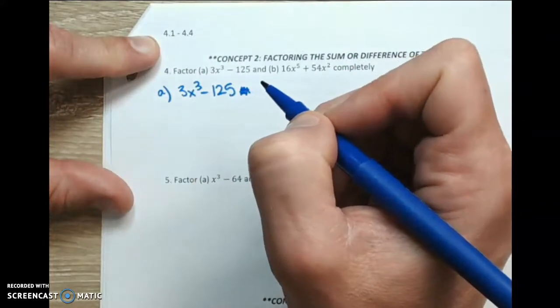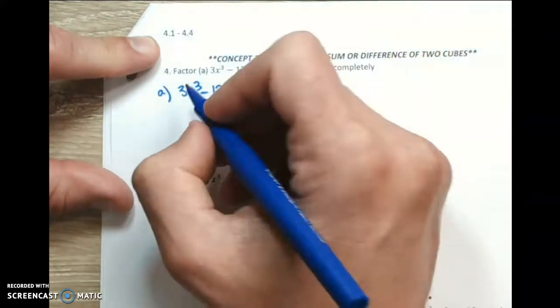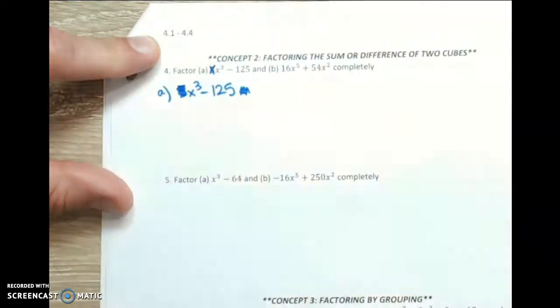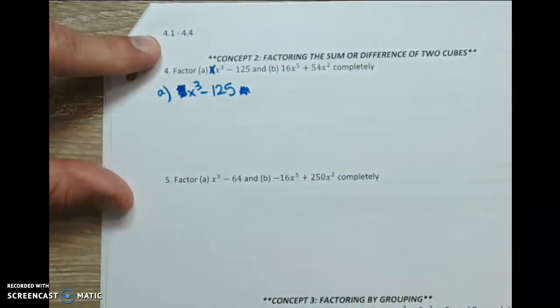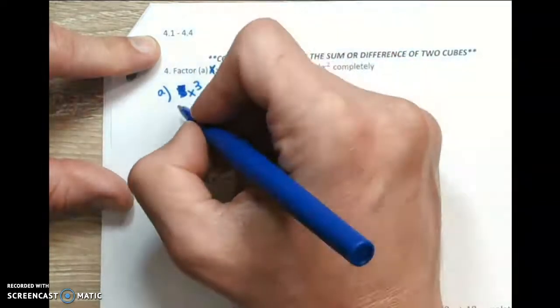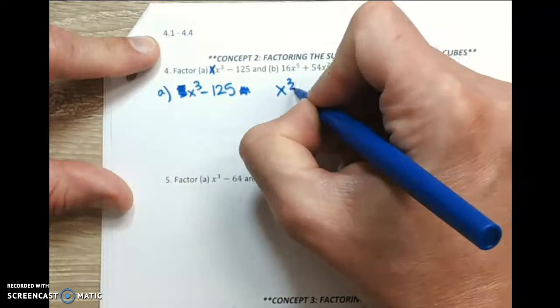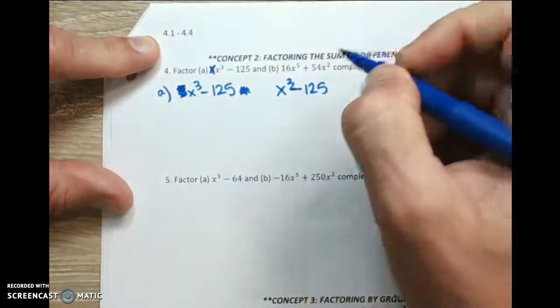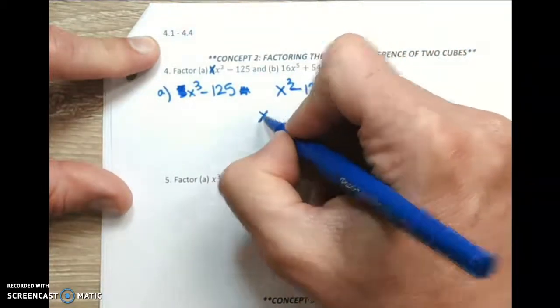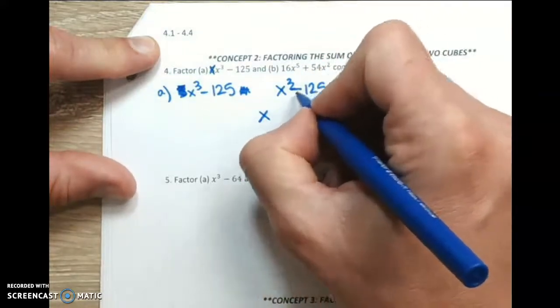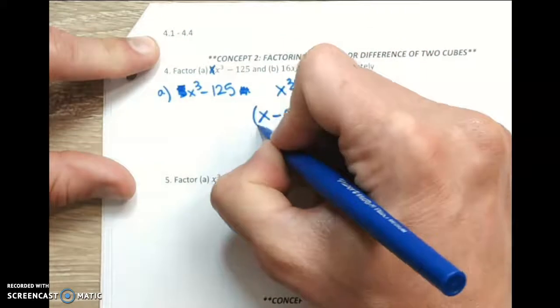No, I can't. I don't want that 3. Let's cross that 3 out. I don't know if yours has a 3 or not. I may have fixed yours. But here we go. We got x cubed minus 125. Cube root of x cubed is x. Cube root of 125 is 5. So I'm going to put that minus sign in 5.